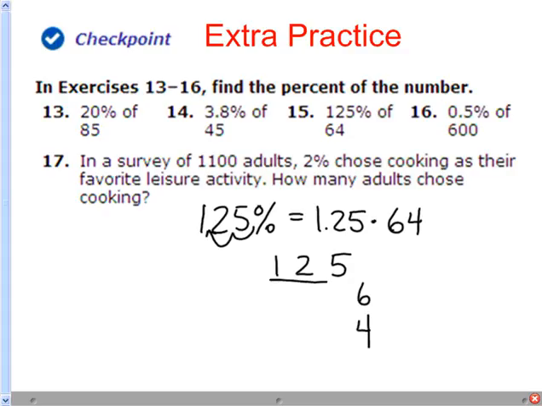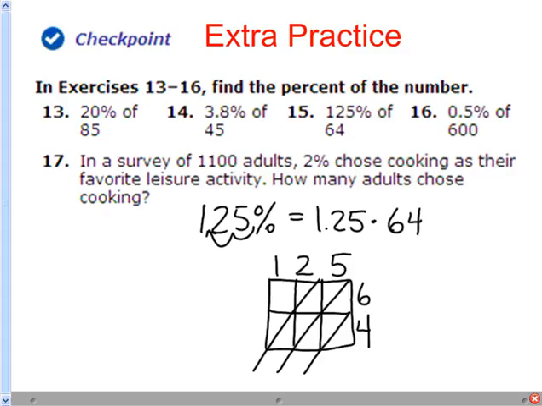This time I'm going to use lattice. 5 times 6 is 30. 6 times 2 is 12. 6 times 1 is 6. 5 times 4 is 20. 2 times 4 is 8, and 4 times 1 is 4. Adding on my diagonals, let's see. 5 and 1 is 6, plus 4 is 10. 6 and 2 is 8. So it looks like I'm getting 8,000.